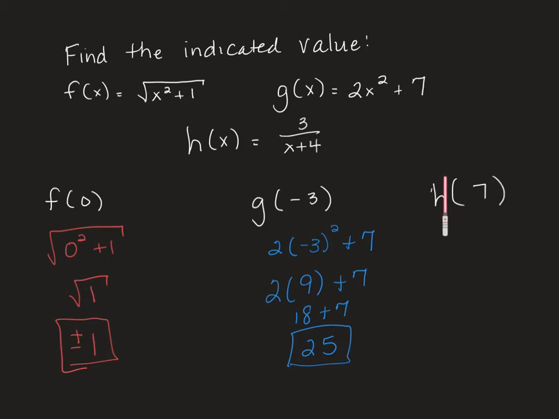This last one is telling me take 7 and plug it into the h function. So we are going to say 3 divided by 7 plus 4. That's 3 over 11. That's as simplified as possible. Done. Okay.